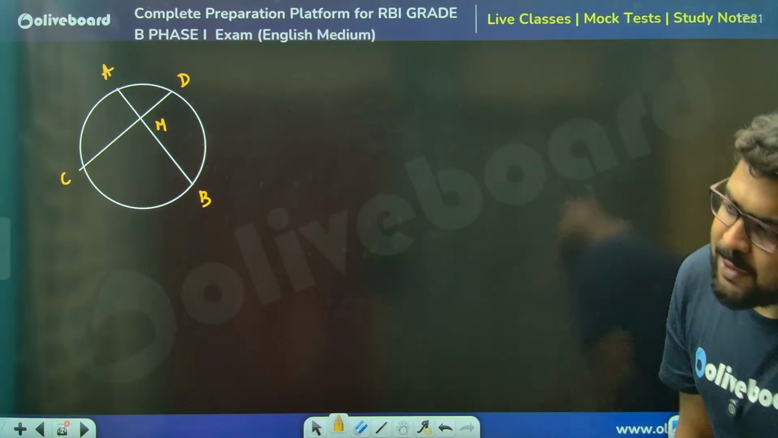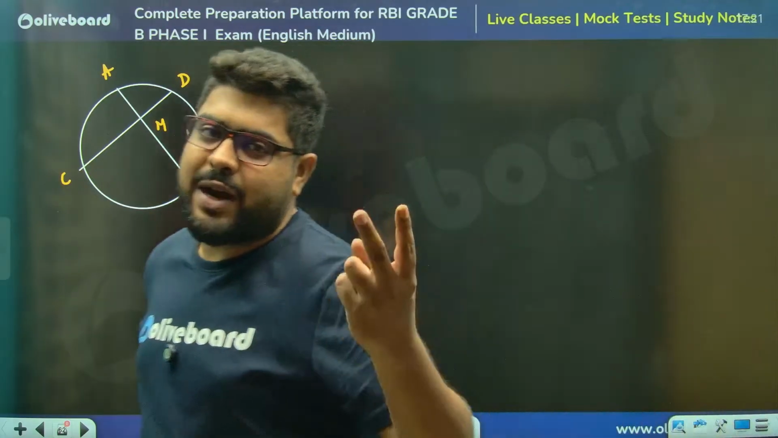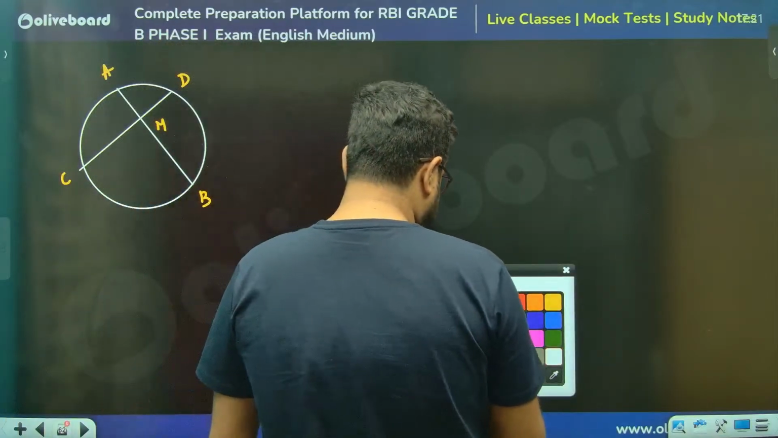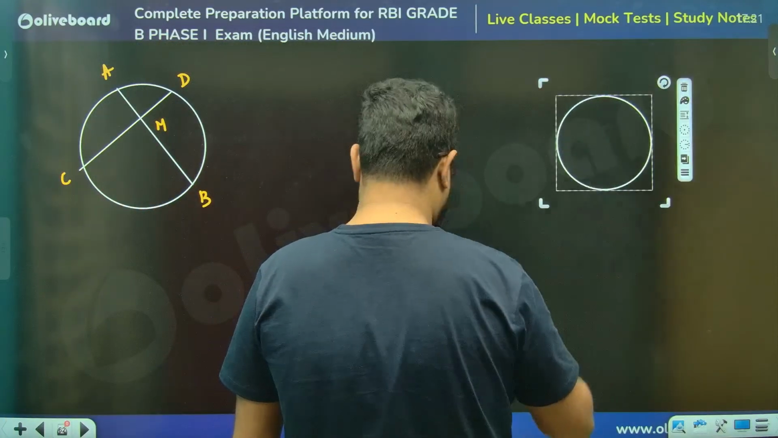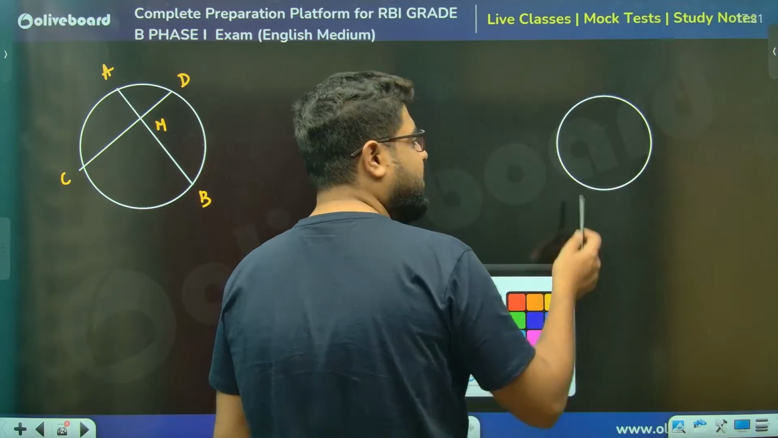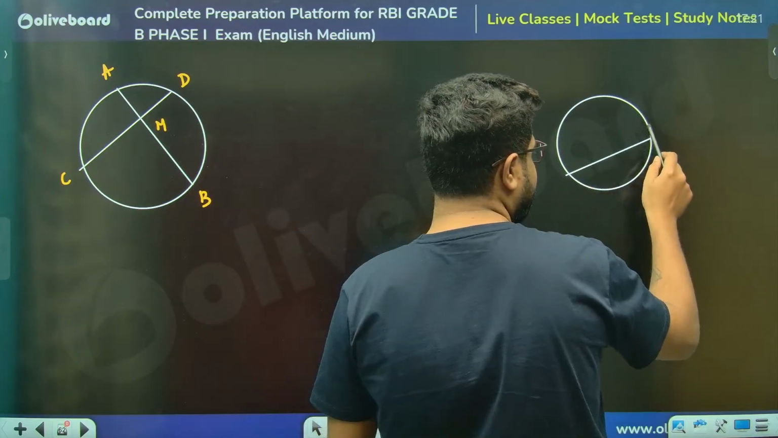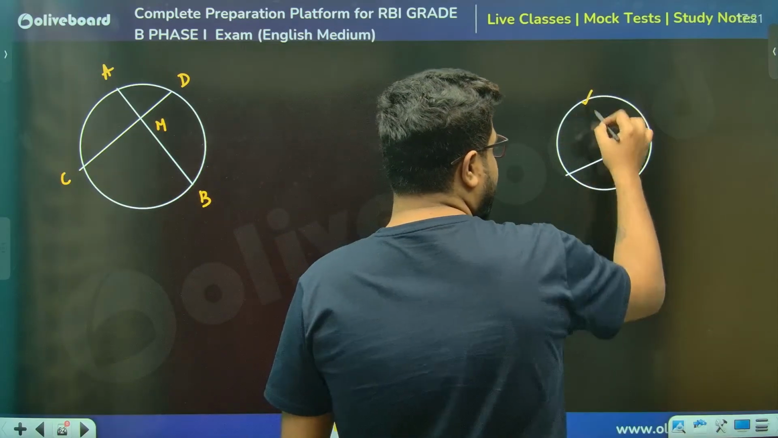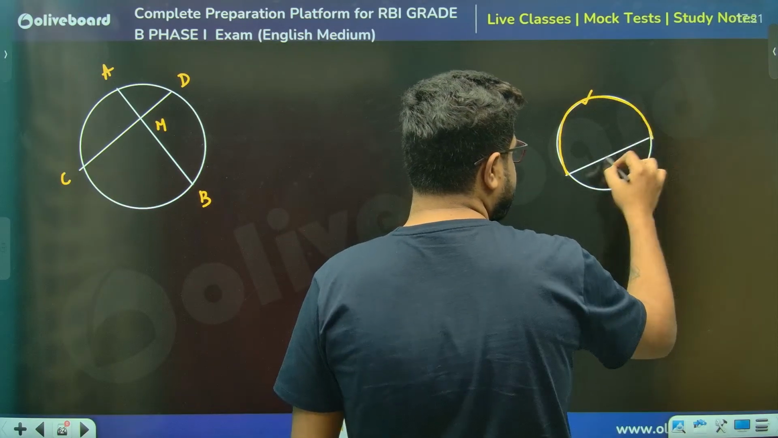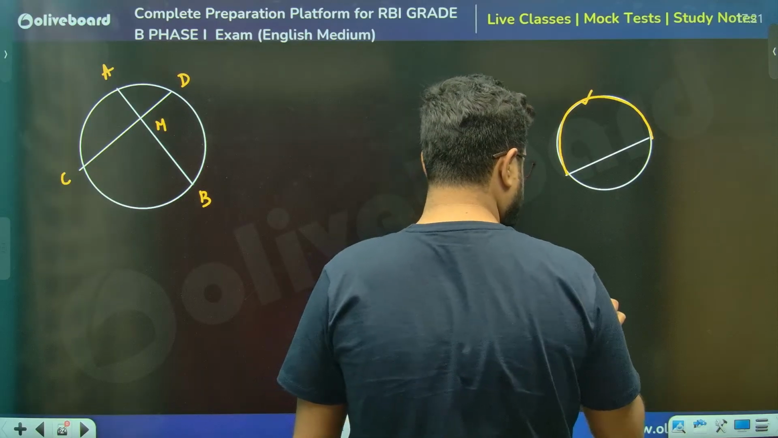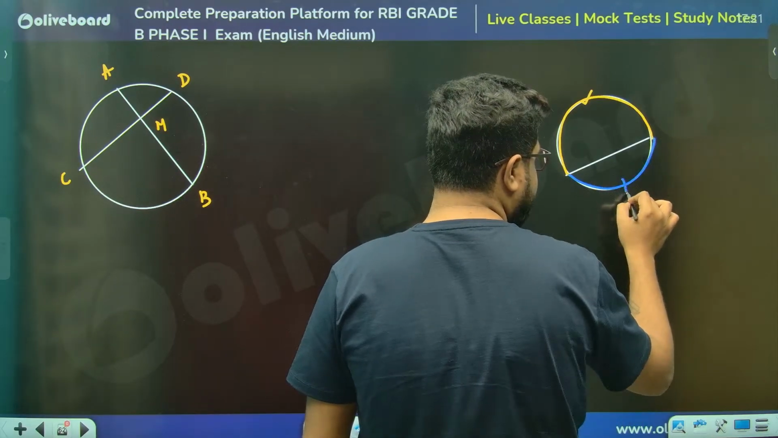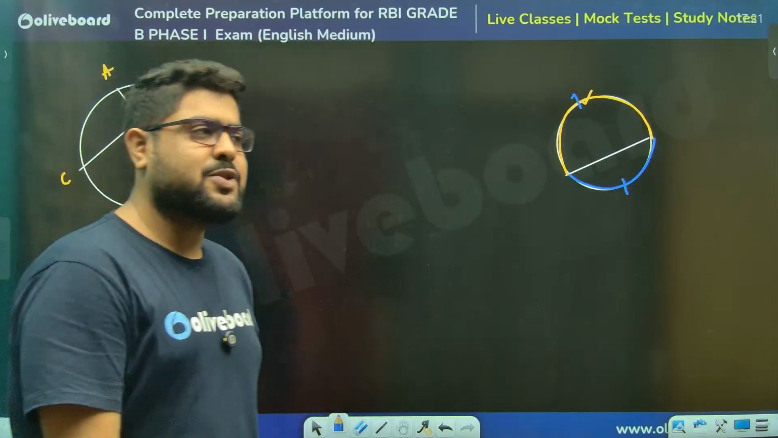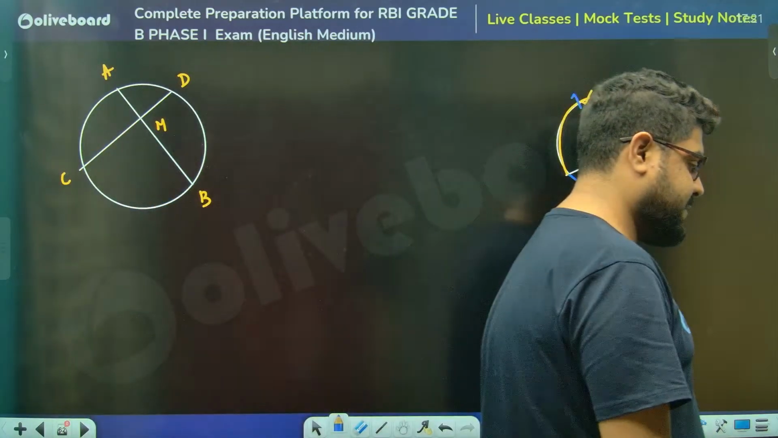Raghu, arc also, you see, any chord will give you two arcs, major and minor. Any chord you draw in any circle, you take any circle, sir. You draw any chord, whichever you want, sir. You see, this will always give you two arcs. One arc, this is one arc, sir, and this is the other arc, sir. This is the minor arc, the smaller one. This is the major arc. This you will get always, sir.